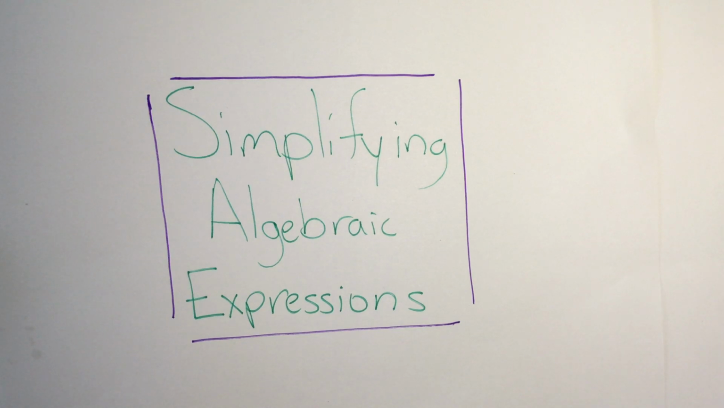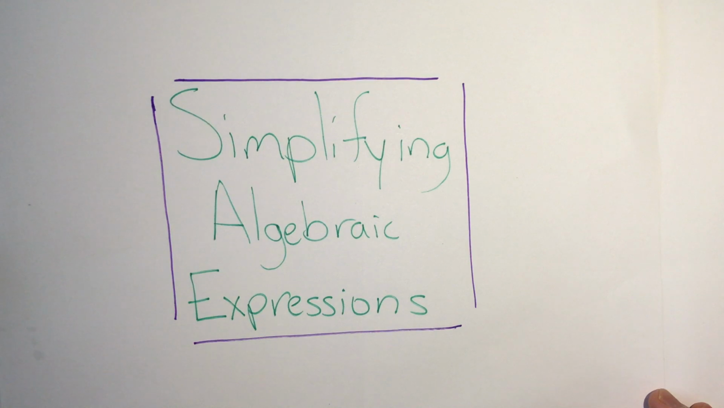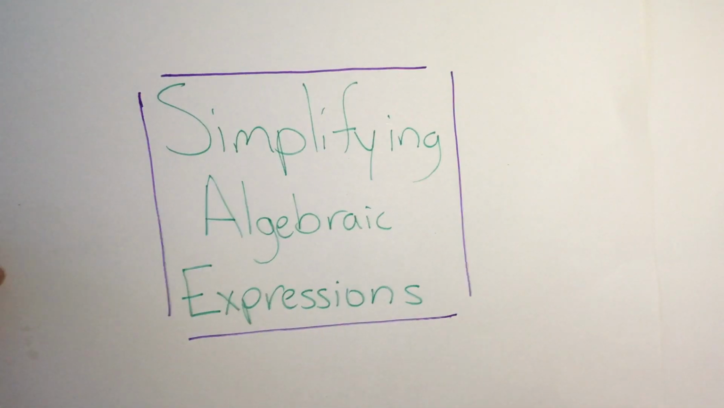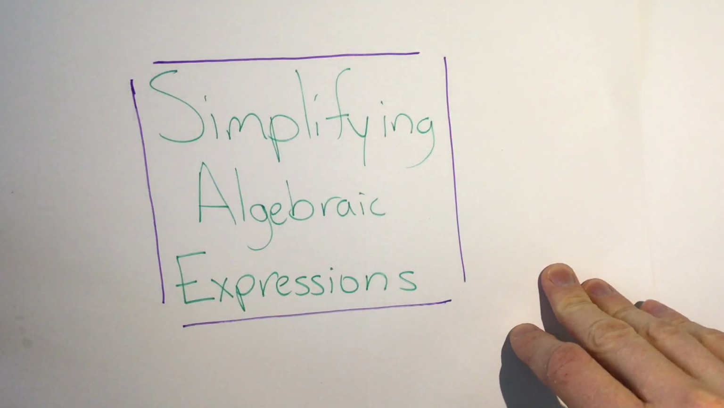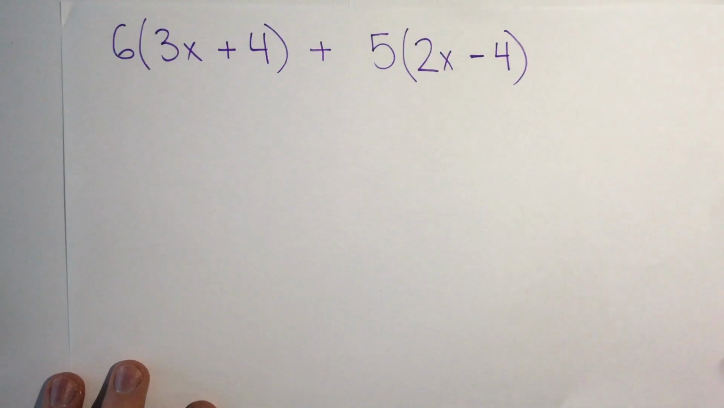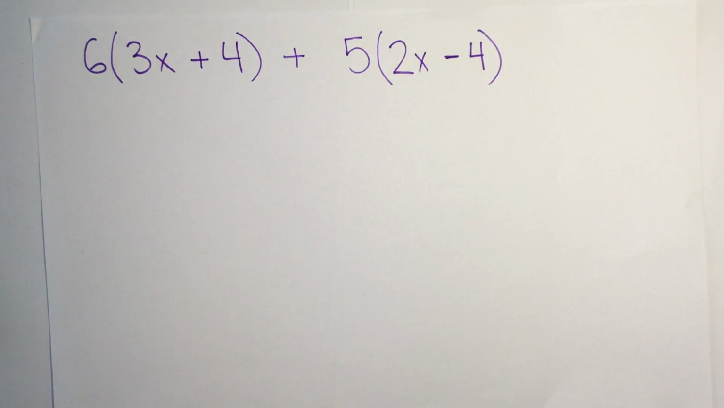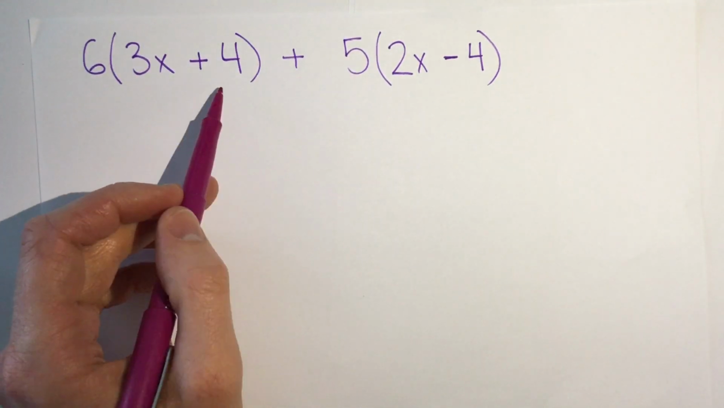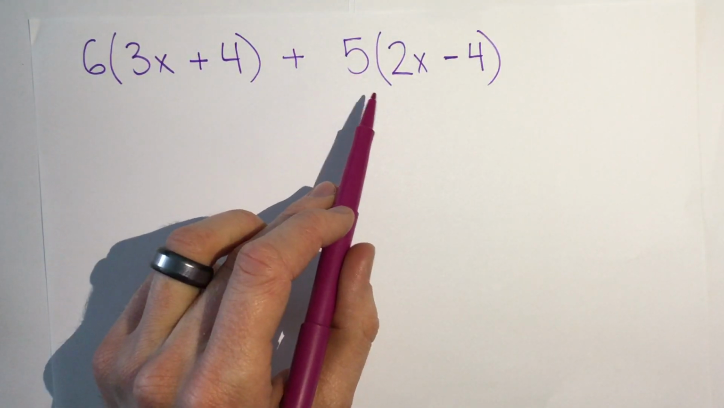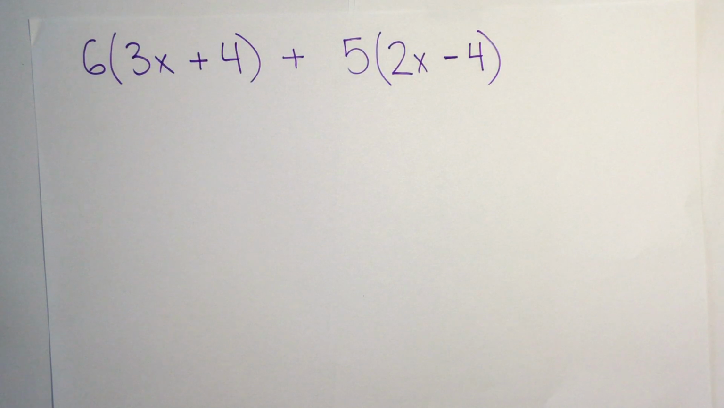Now we'll take a look at putting it all together: simplifying algebraic expressions, combining like terms, and the distributive property. We'll take a look at 4 examples of how to do this. For our first example, we have 2 distributive properties here: 6 times 3x plus 4, plus 5 times 2x minus 4.